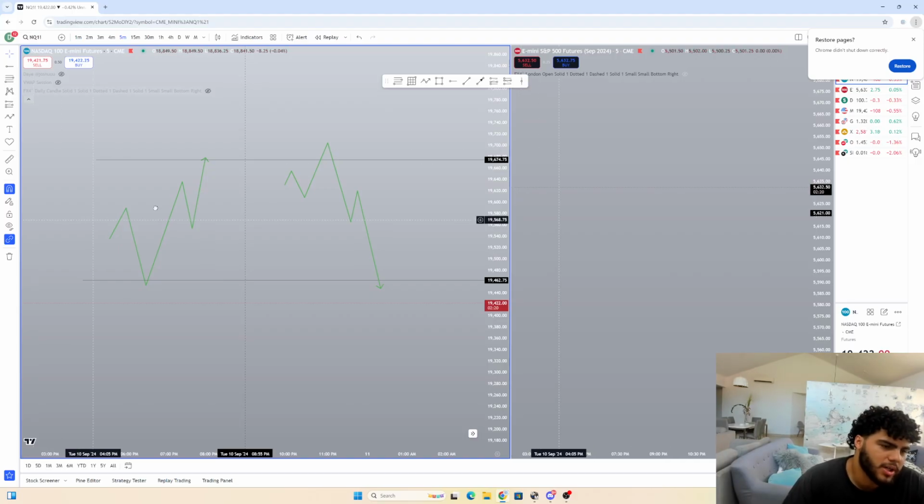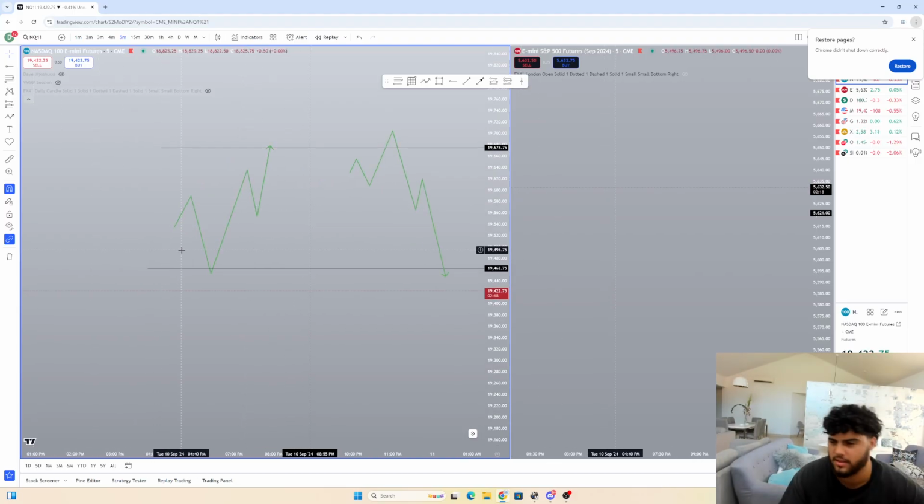Okay, so now here's breaker blocks. For a bullish breaker block, keep the sentence in your brain: high, high, low, higher high. Low, high, lower low, higher high. That is a breaker. Low, high, lower low, higher high. This right here is your breaker.